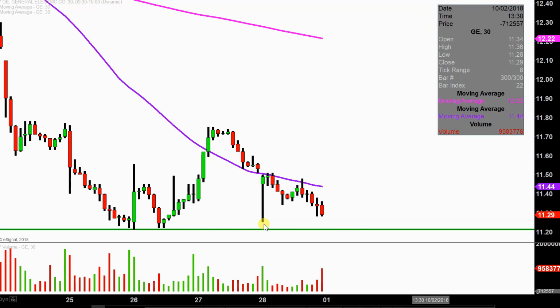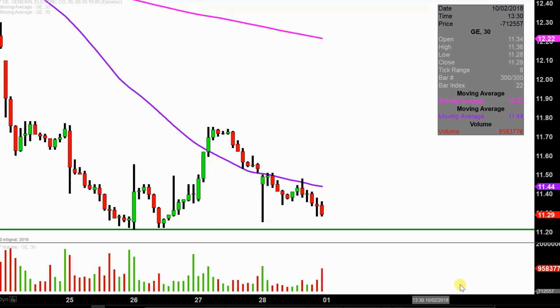Now, from just a general perspective of the chart, 11.20 is important for the very simple reason that that's been the bottom. And if that's not the bottom anymore, meaning the price breaks through it, that just implies that the price is going to newer lows, and newer lows is just a signal that the bears are taking that much more control. So 11.20 is important from many different angles of the chart.